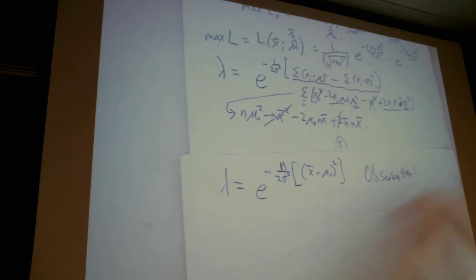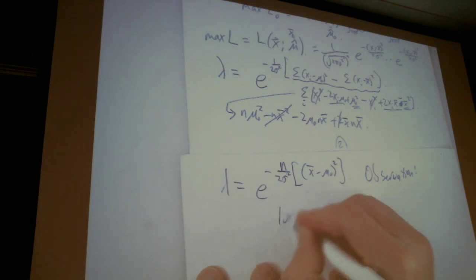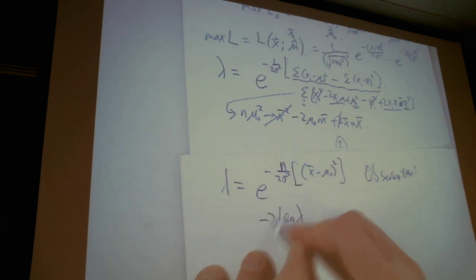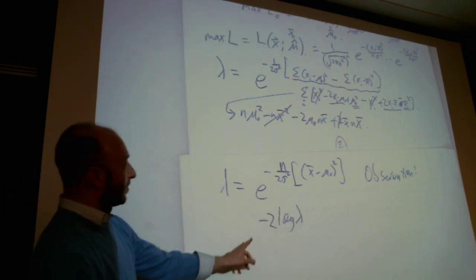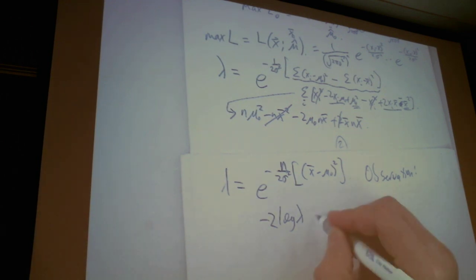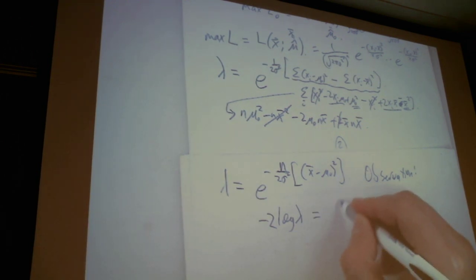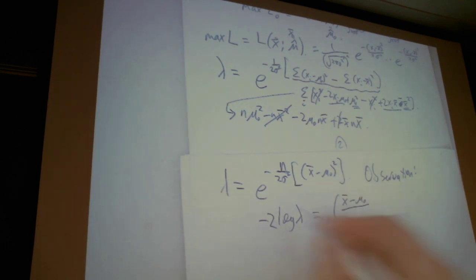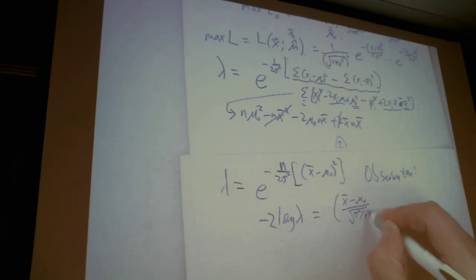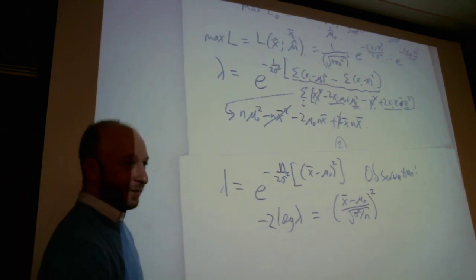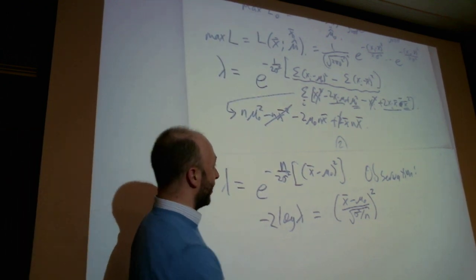Here's the key observation. If I take log of this, log of lambda, and I multiply through by this negative 2, then what I get is x bar minus mu 0 divided by square root of sigma squared over n, squared. Let's check this algebra.